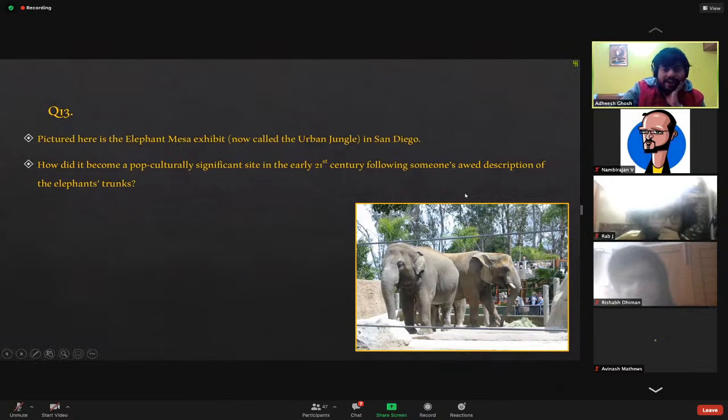So look at the image. This is just one exhibit. You can extrapolate it to understand what kind of place this is, where you might see this kind of exhibit, and that will lead you to the answer, hopefully. So that is question number 13.